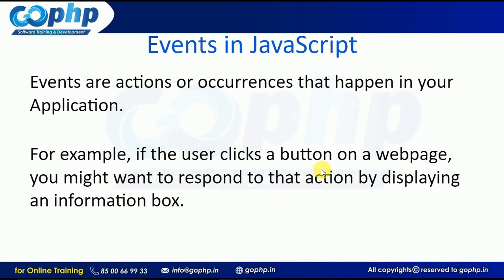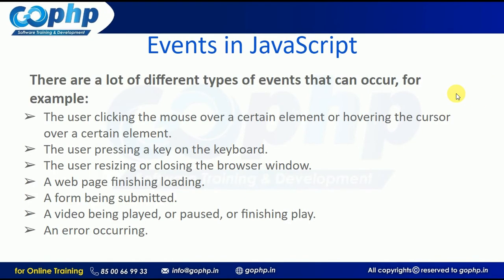When a user not only clicks, but puts the mouse on it, I want to do something. Mouse over, mouse out, I want to do something. So these all come under some actions, generally. So here we have some examples. If you can see, the possible ways to fire an event are here: the user clicking the mouse over a certain element, or hovering the cursor on a certain element, right?